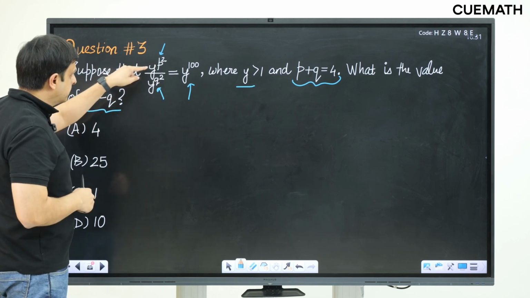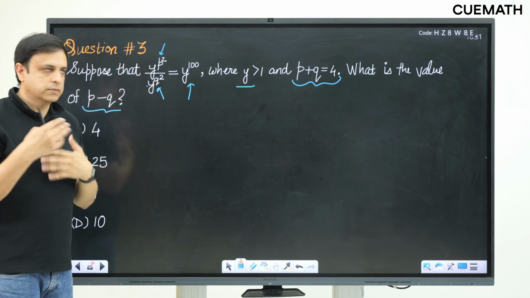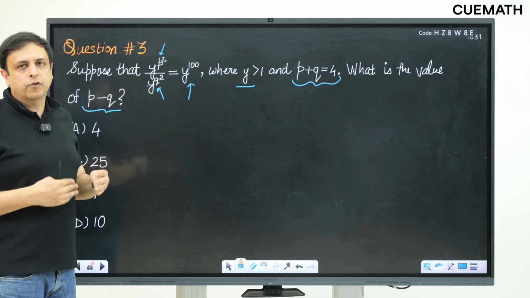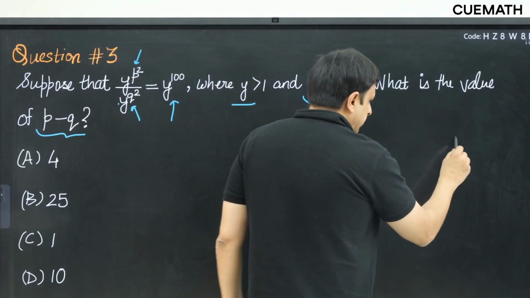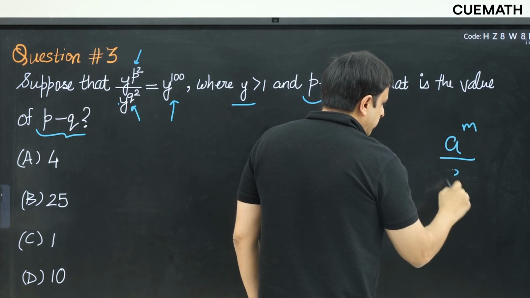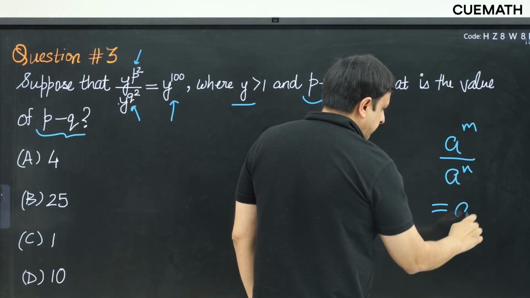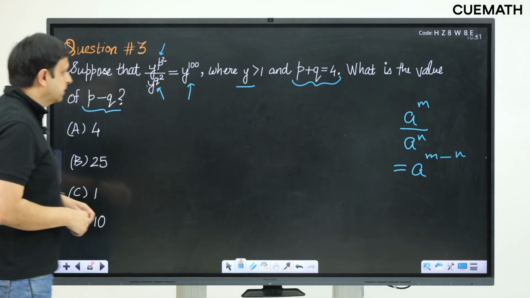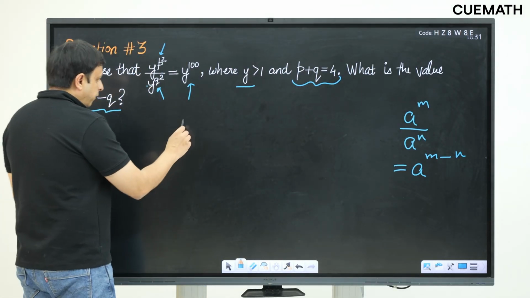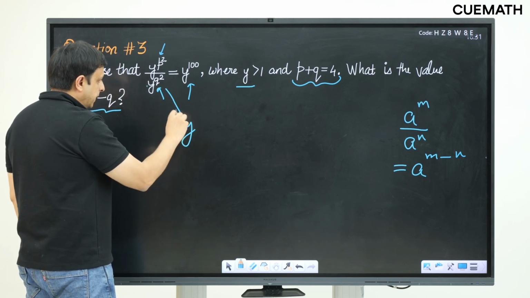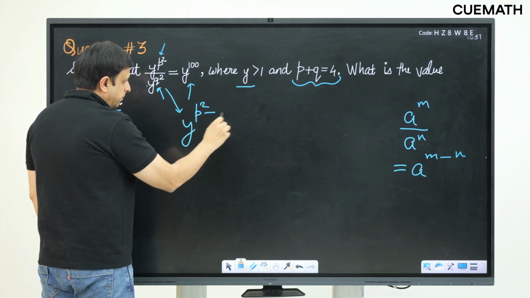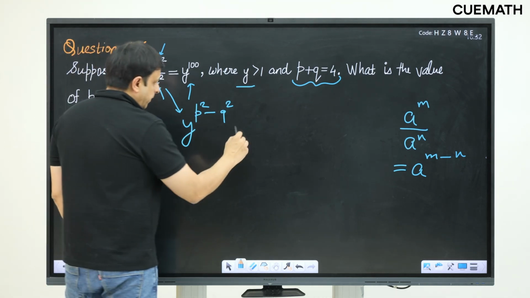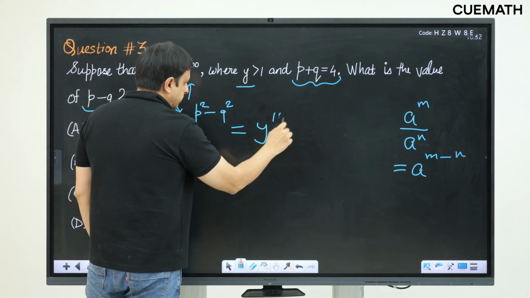So, the same base y in both the exponential terms, and the exponent here is p square, the exponent here is q square. Now, when you are dividing two exponential terms which have the same base, like a to the m by a to the n, we know that this is simply a to the m minus n. The exponents are simply subtracted. So, this will become y to the p square minus q square. So, you get y to the p square minus q square is equal to y to the 100.